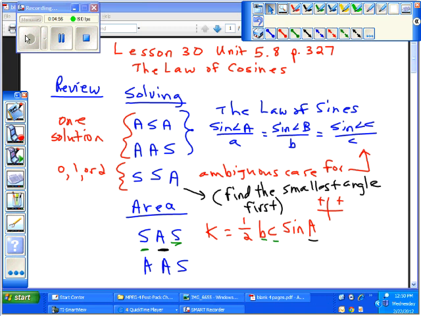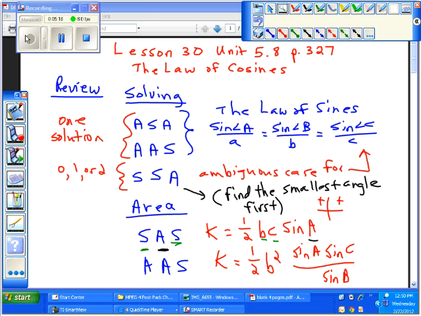You realize that, okay? Then if what we're given is in the order of angle, angle, side, my formula is K equals 1/2 b squared sine A sine C over sine B.